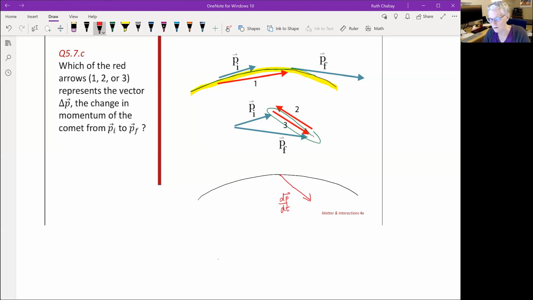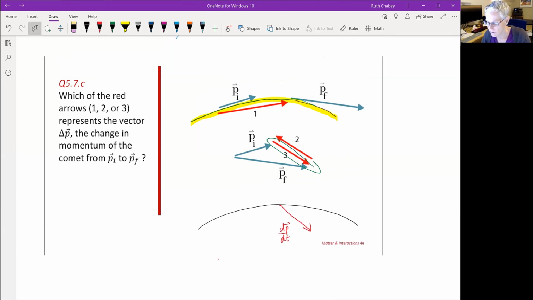If you said 1, you probably weren't paying attention, but in fact, what is vector 1? What does this arrow represent? That's the change in position, isn't it? Yep, that's exactly what it is. Change in position, not change in momentum. So different vectors are different.